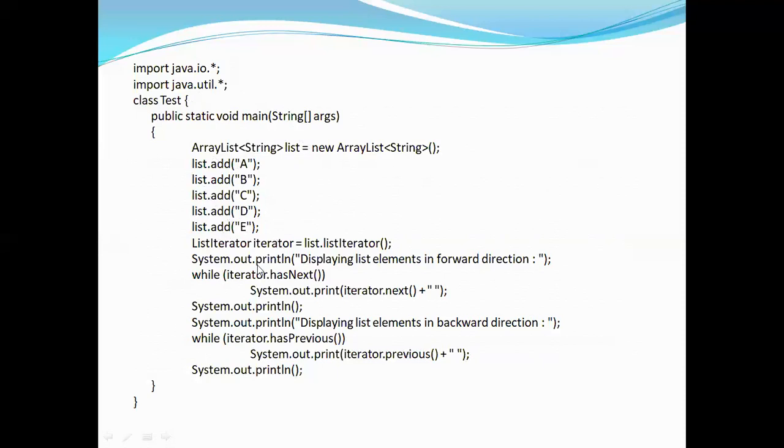Now I'm creating the list iterator object here. This is same like our iterator, where you have to create like this. List iterator object is equal to the collection whatever you are using. What is my collection here? List. So that is, the object of array list is list. So I'm writing list dot list iterator, same like the second one. So after creating this object, my object is now an iterator. Next thing, I'm displaying the list elements in the forward direction.